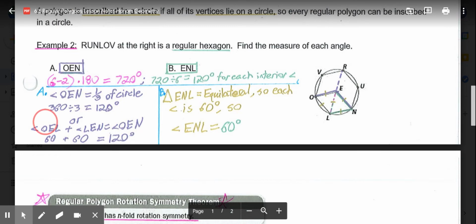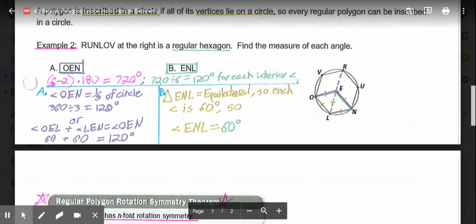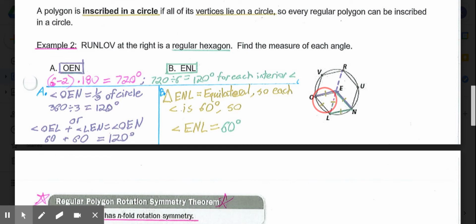Another way is we could find angle OEL plus angle LEN to give us angle OEN. And in that case, we know OEL and LEN are both 60 degrees. So that means OEN is 120 degrees. And I know these are each 60 degrees because if I look at the triangle here, triangle OLE and triangle LEN, these are both equilateral triangles. So each angle measure would be 60 degrees.